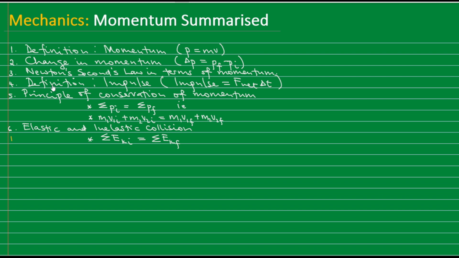Number 4, we've got the definition of impulse. It's another concept as well. We've got the principle of conservation of momentum. And then we have got elastic and inelastic collisions. So these 6 concepts are very key to understand in this topic. So let's get into momentum. What is momentum?